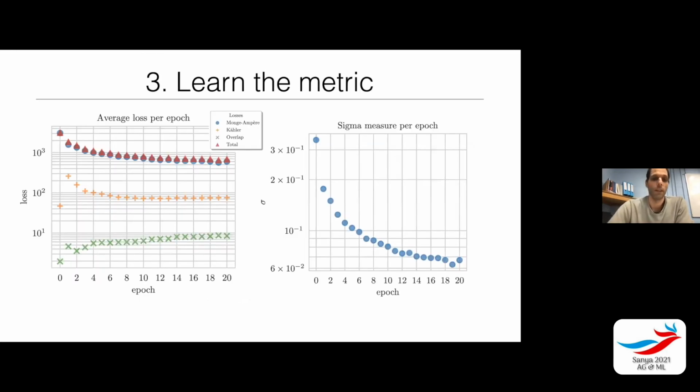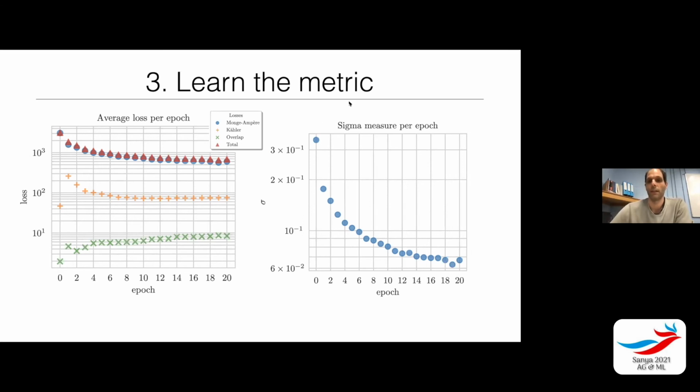So here are the results. What you plot is the Monge-Ampère loss, the Kähler loss, the overlap loss, and then the sum of the three. You can see in the beginning, the Kähler loss and the overlap loss are small. This is because you're already starting from the Fubini-Study metric, and the Monge-Ampère loss is pretty big. And then as you optimize, this goes up a little bit. This first goes up a lot, and then in the end, it's up by a factor of, I don't know, 1.5 or something. This is up by a factor of 2 or 3, and this goes down by a factor of 6 or something.